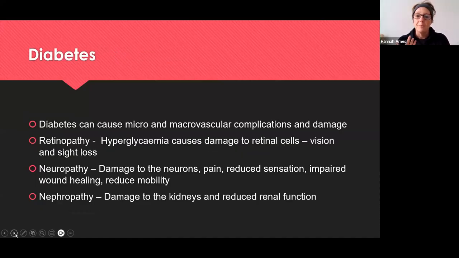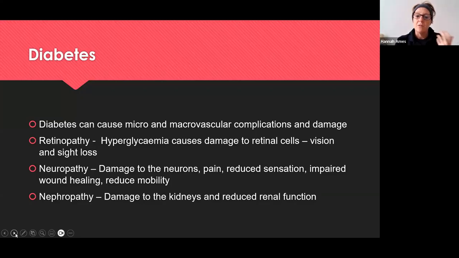So there are complications with diabetes and long-term diabetes as well. And it's good to know some of these because it might influence your assessment station and some of the presenting conditions with your patient. So you can get microvascular complications. These are in your small blood vessels, and then macrovascular complications. And the key microvascular complications are retinopathy. So this is damage to the retinal cells. So this could result in some vision or sight loss.